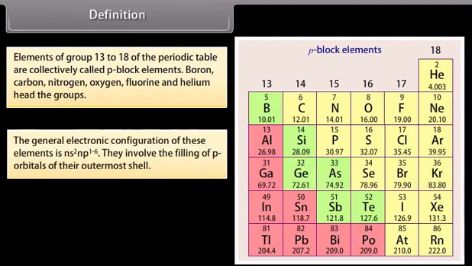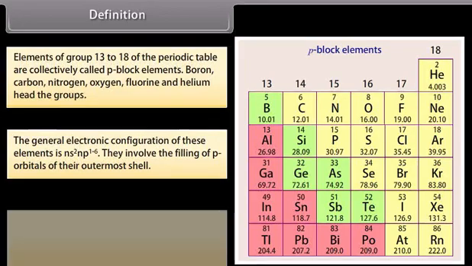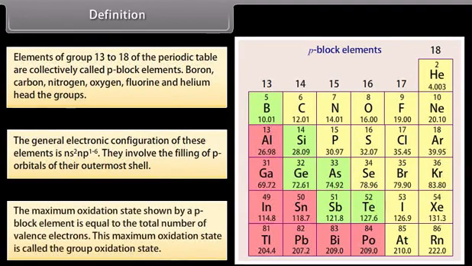The general electronic configuration of these elements is ns2 np1 to 6. They involve the filling of p orbitals of their outermost shell. The maximum oxidation state shown by a p block element is equal to the total number of valence electrons. This maximum oxidation state is called the group oxidation state.